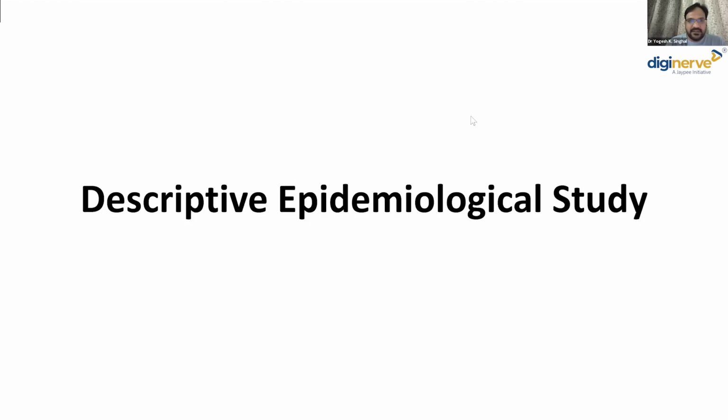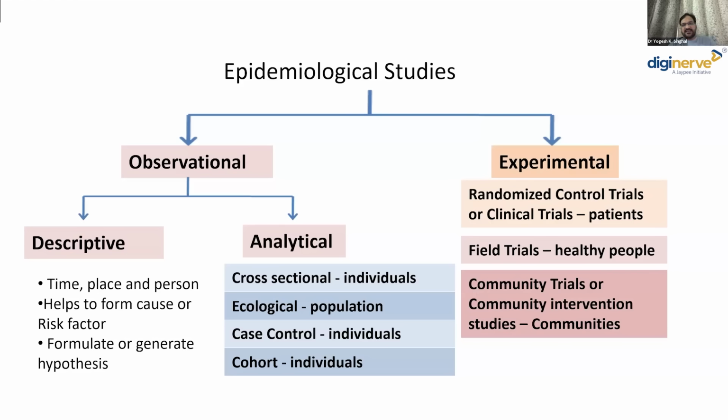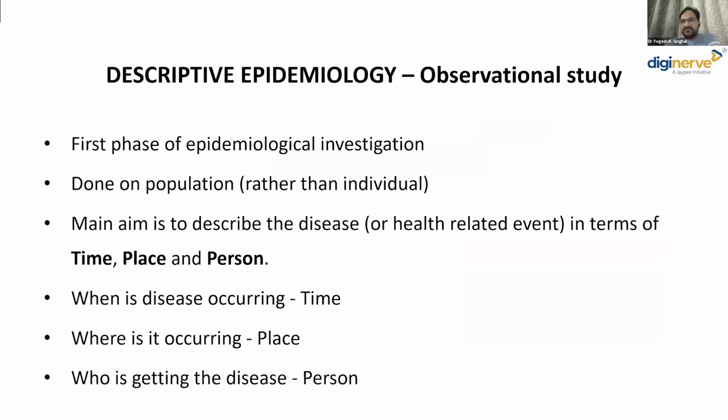Okay. Now we will begin towards the descriptive epidemiology. We have already discussed the epidemiological studies. Now we are going toward descriptive epidemiology. Descriptive epidemiology is a part of observational study, as we already discussed, and it is the first phase of the epidemiological study, the first phase of the epidemiological investigation, and it is done on the population rather than the individual.